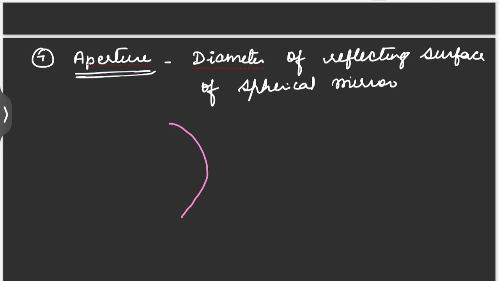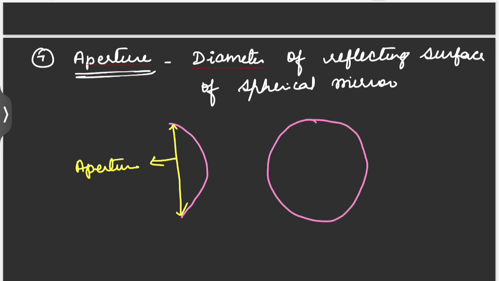So this distance, from here to here, is the diameter. This diameter is called aperture. Is that clear? Aperture is nothing but the diameter of the spherical mirror. Now turn this spherical mirror to the front. How will it look? If you turn the spherical mirror to the front, it will be like this. The diameter of this you have to take. This is the diameter of the spherical mirror. This distance is called aperture.